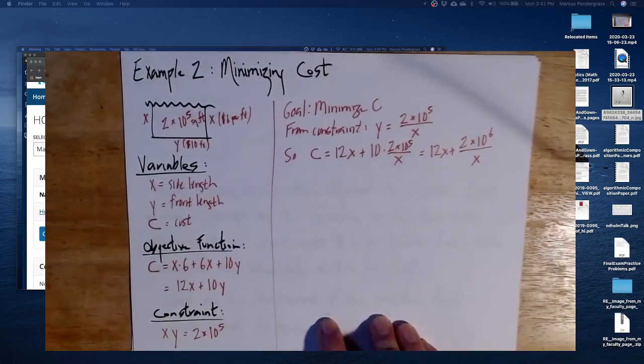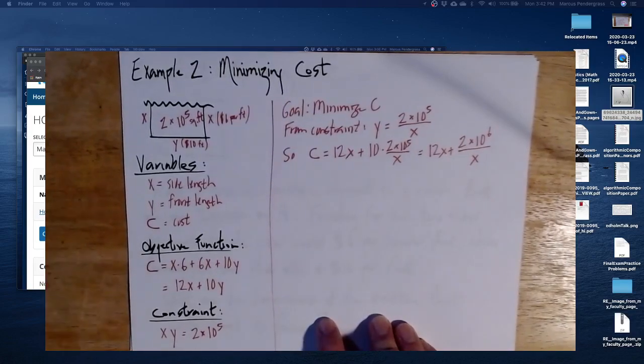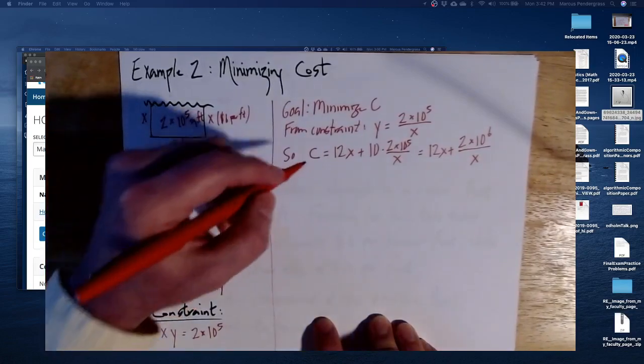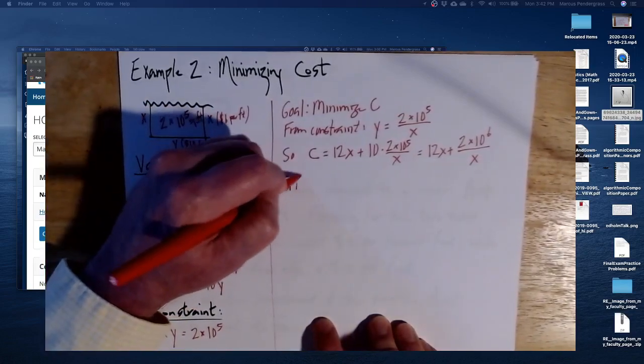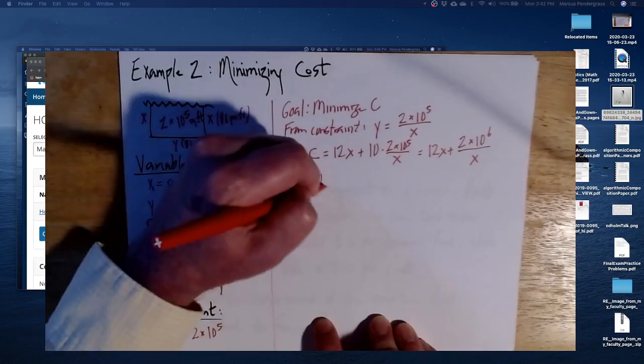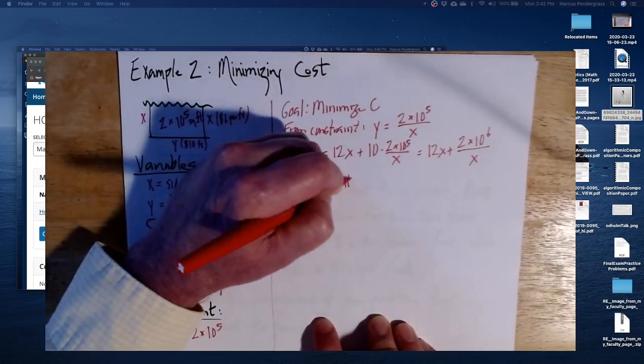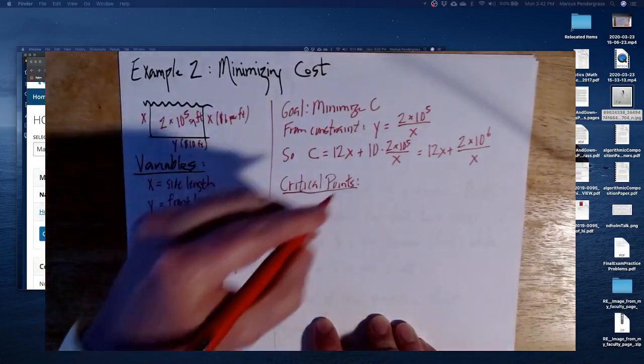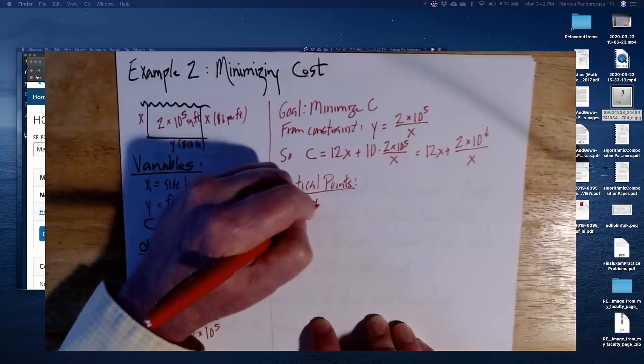So the procedure here would be to find critical points, use the second derivative test to figure out whether you have a maximum or a minimum, and so on. So critical points, those are places where C prime is equal to 0 or C prime is undefined.